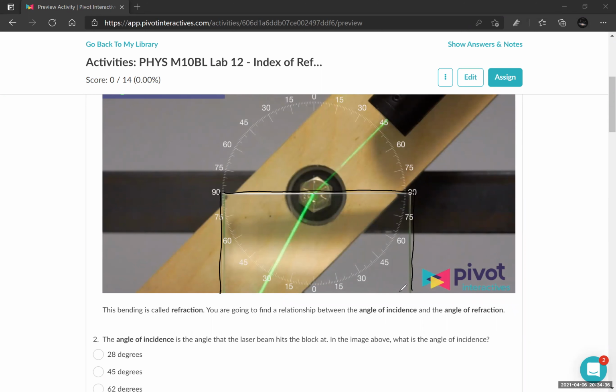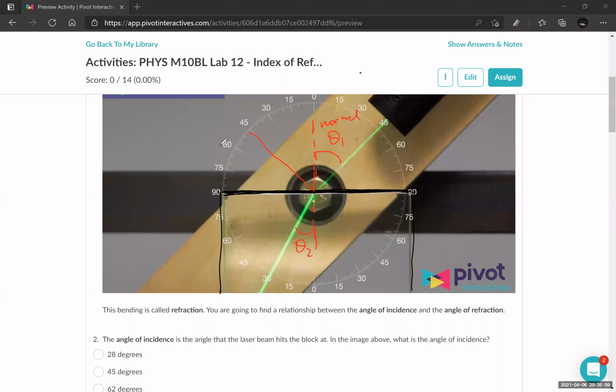Then what I have here is the normal to the boundary line. So this is basically my boundary line. You can see you have a green laser. This is the boundary line, and the red here is the normal. So this is your normal line. Then this is your theta 1, and this here is your theta 2. That means you have your incident angle and you have a refracted angle. You can't even see the reflected one.